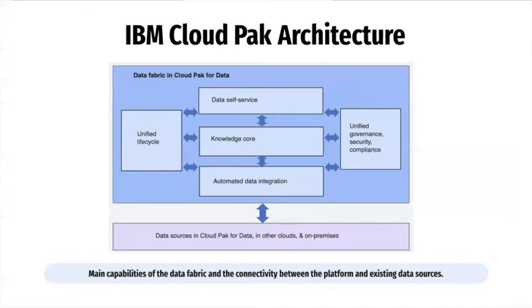The following diagram shows the main capabilities of the data fabric and the connectivity between the platform and existing data sources. First of all, we have a unified lifecycle. Users can design, build, test, and monitor different types of data pipelines in a unified way. Then a metadata-based knowledge core, so data users can enrich data assets by creating and assigning custom and governance artifacts, such as business vocabulary. Data self-service in catalogs.